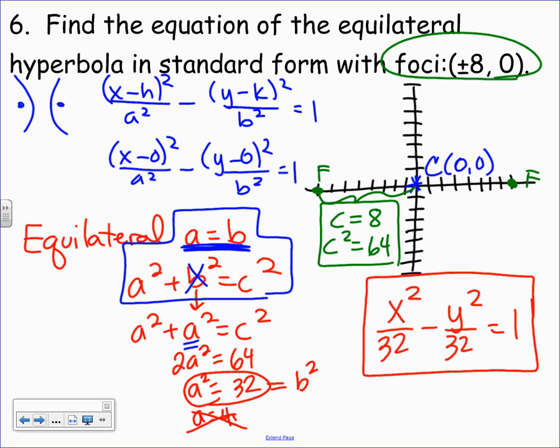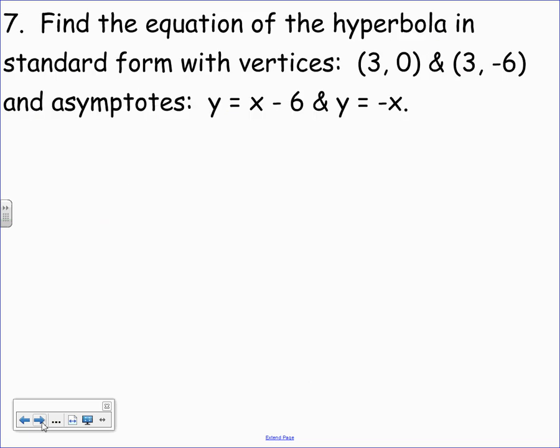All right, problem number 7, moving on. Here we go. Find the equation of the hyperbola in standard form with those vertices. Okay, so let's graph it.